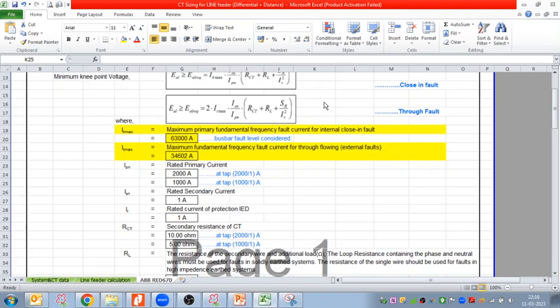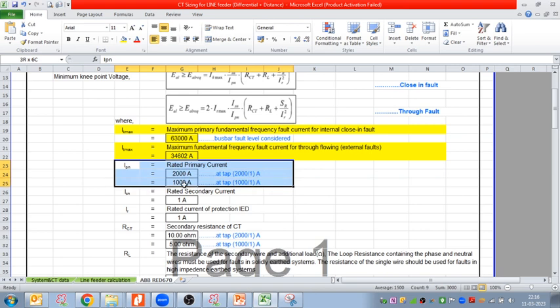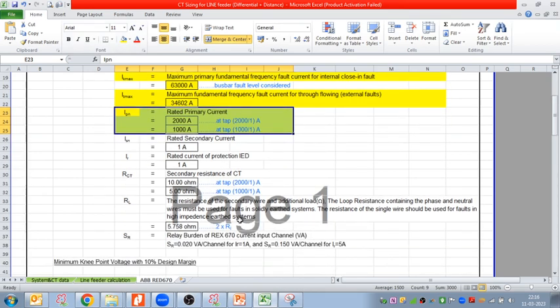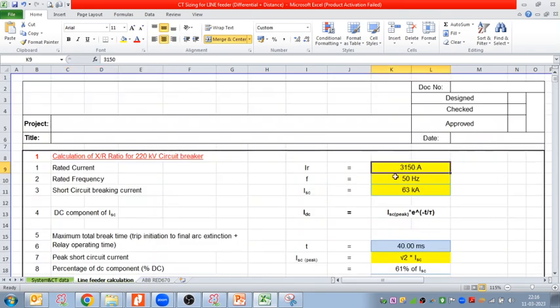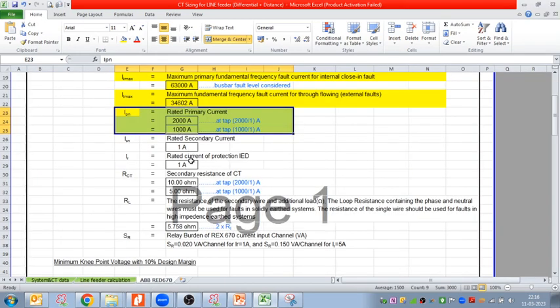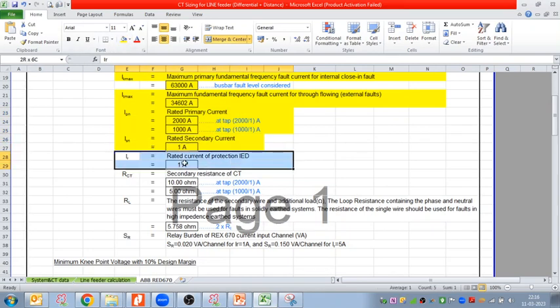Yeah, thank you Karthik. CT has two tappings, multi ratio and multi-core. So they have the two tappings, 2000, 1000. So this is my rated primary current of the CT. Right. So I need to correct this value 3150 whatever is written. This is my circuit breaker, not the CT. Okay, CT is this much, 2000, 1000. Rated secondary current of the CT is 1 ampere. Rated current of the IED would be 1 ampere, the same as the relay secondary current.